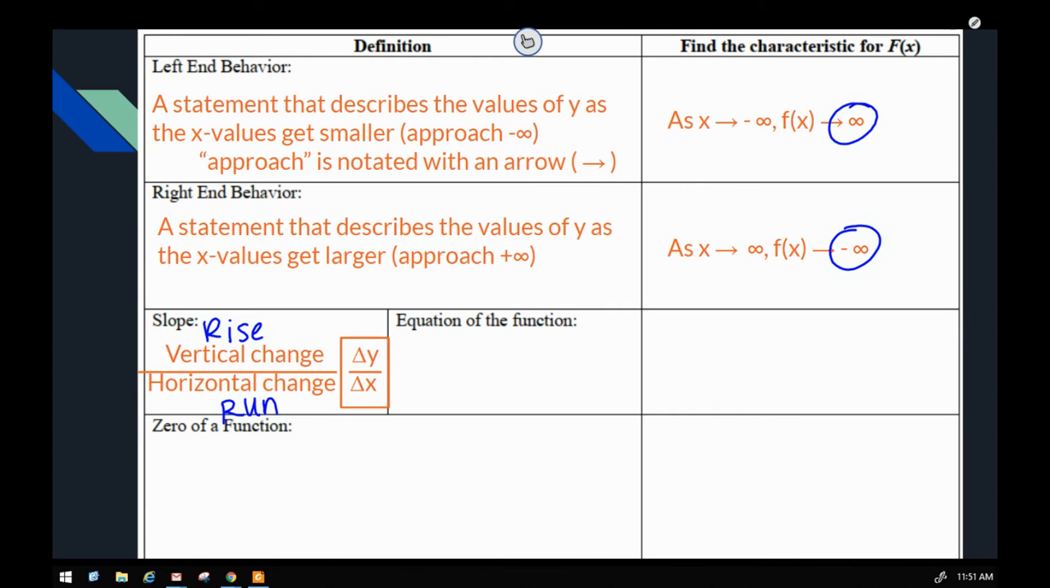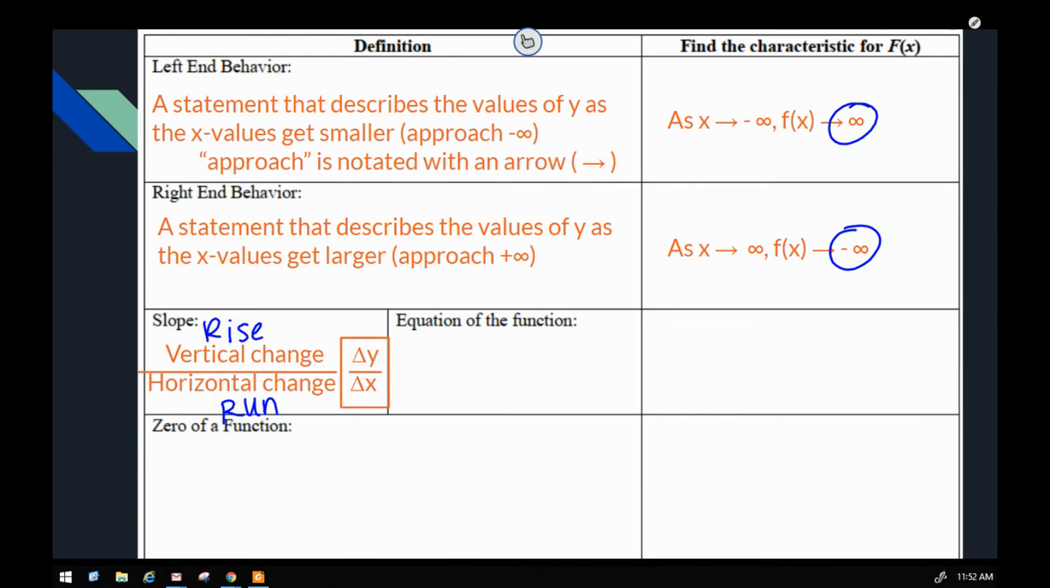Okay, we have this delta symbol, delta y divided by delta x. All that delta means, that triangle, it doesn't mean triangle anymore. We're past geometry. Now it means change. It's the change in y over the change in x. But it's still slope, still rise over run, still the things you know. Okay?